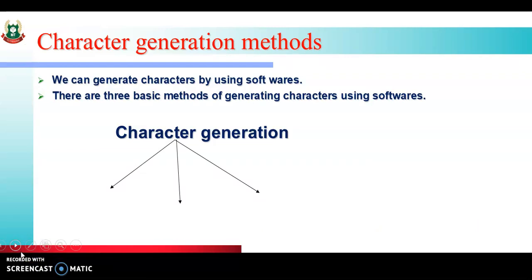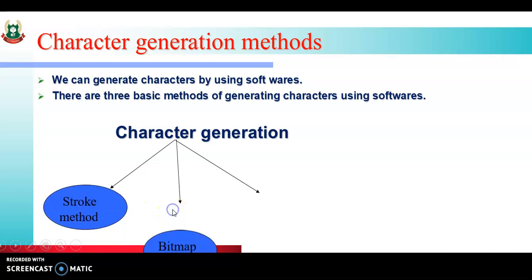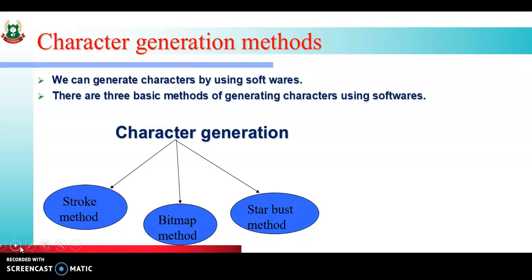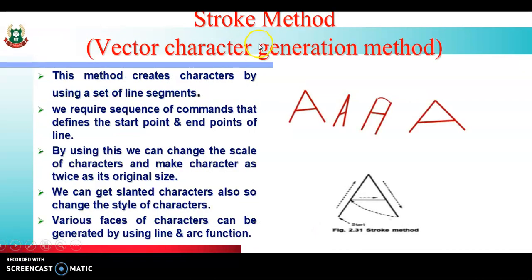Characters can be generated by both hardware and software. By using software, there are three basic methods to generate characters. First method is stroke method, second is bitmap method, and third is starburst method. We will see all these methods one by one. Now let's start with stroke method.